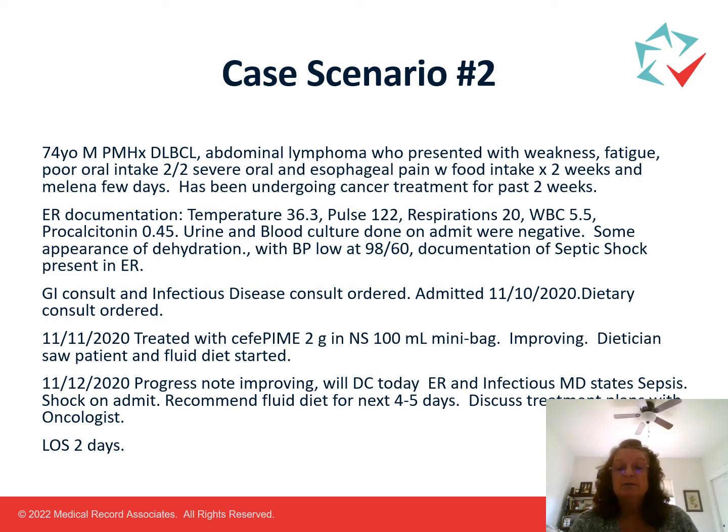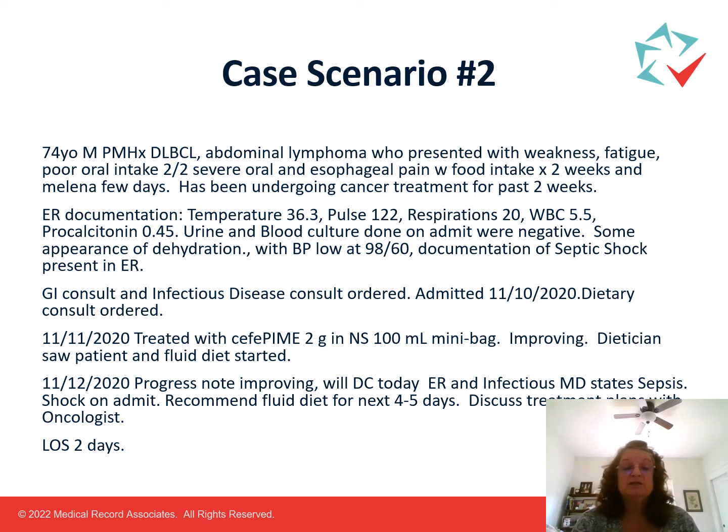They were admitted on 11/10. A dietary consult was ordered. On 11/11 they were improving, the dietitian saw the patient, and a liquid diet was started. On 11/12, the progress note says remaining improved and will discharge today. The infectious disease note states septic shock on admit, recommends a liquid diet for the next 4 to 5 days, and to discuss the treatment plan with the oncologist. So what do you think of this one?